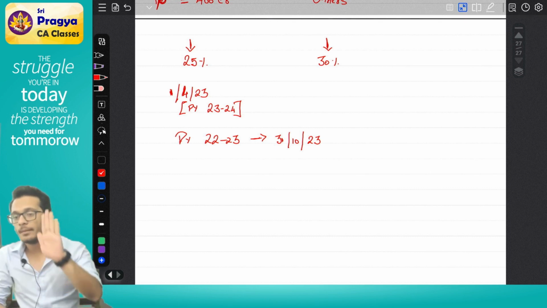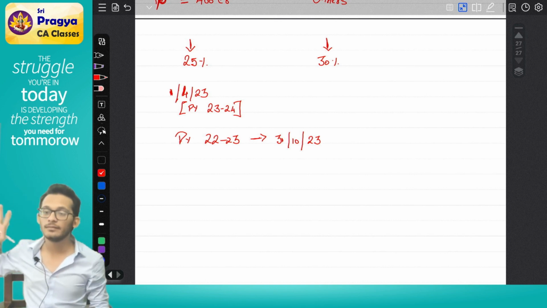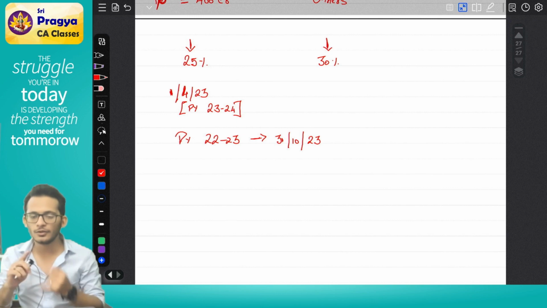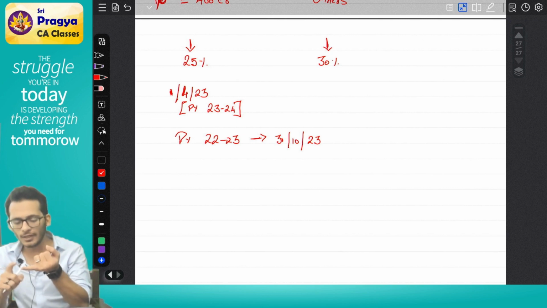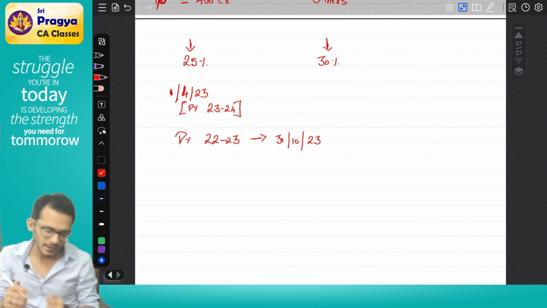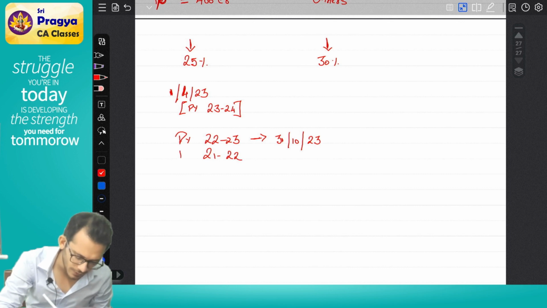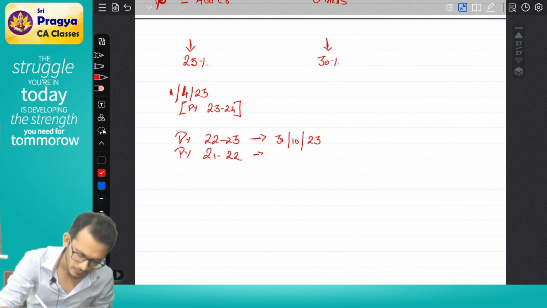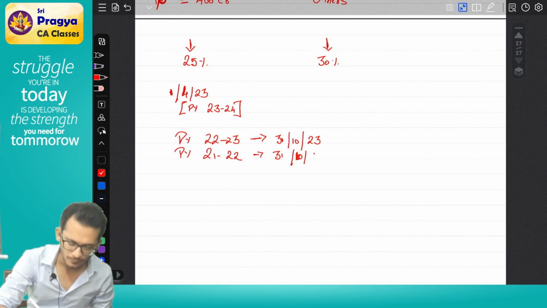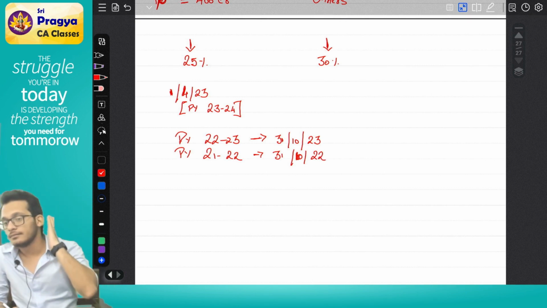The department wants to know in April, which means can the department take 22-23? No. You cannot give him 23-24, and you cannot give him 22-23. You can only give him 21-22. Now tell me, for 21-22 your return filing due date was 31st October 2022. Yes or no? Which means in October itself you have filed your return.